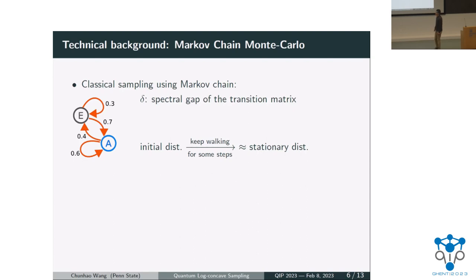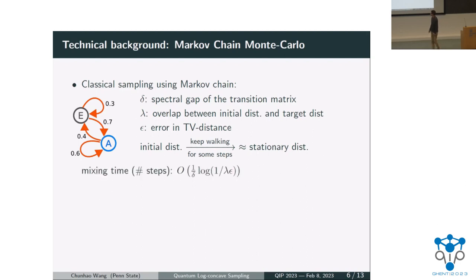The first is delta, which is the spectral gap of the transition matrix of this Markov chain. The second parameter is lambda, the overlap between the initial distribution and the target distribution. And the third parameter is epsilon, which is the total variation distance between the resulting distribution and the target distribution.